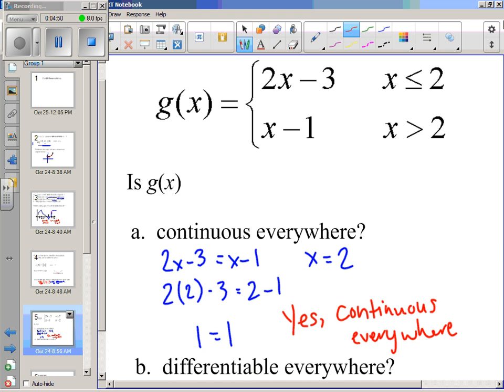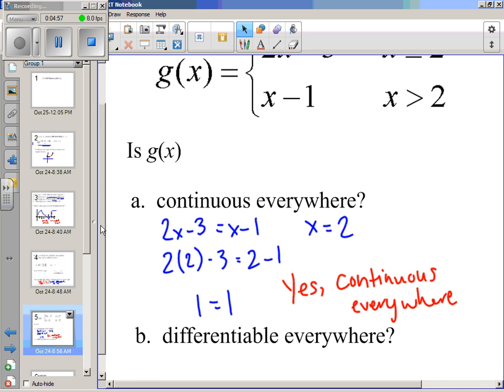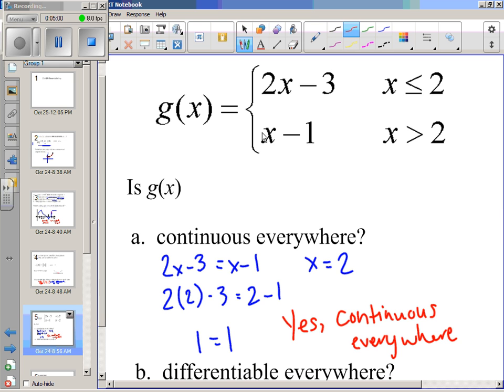Okay, and now the next step, we're going to try and figure out if this is differentiable everywhere. So what we have to do to figure out if this is differentiable everywhere is we have to make sure, like we saw on that last slide, that the slope of the function coming from the left side is the same as the slope of the function coming from the right side. So what I would like you to do is use your definition of the derivative and figure out what the slope is of this function and the slope of this function. So pause your video and give that a shot.